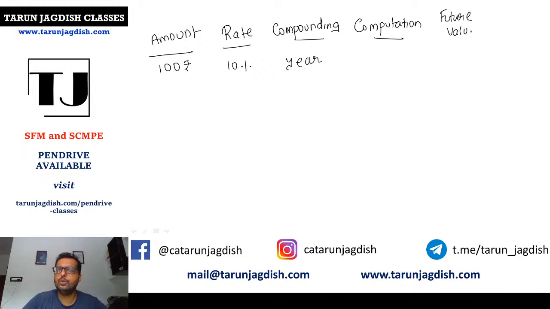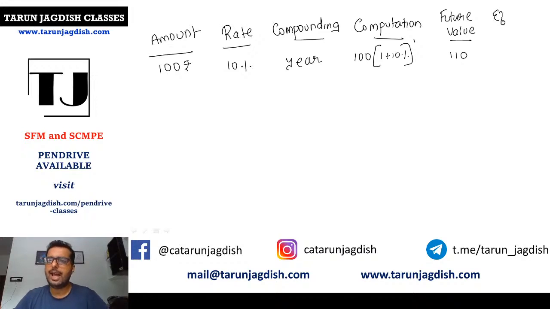future value. Here the formula will be 100 into (1 plus 10%) whole raised to 1. I will get the future value as 110, and my effective rate will turn out to be 10% only. 100 becomes 110, which means effectively it is 10%.